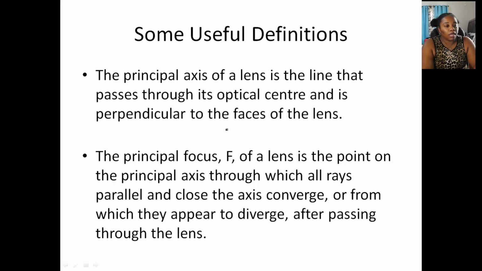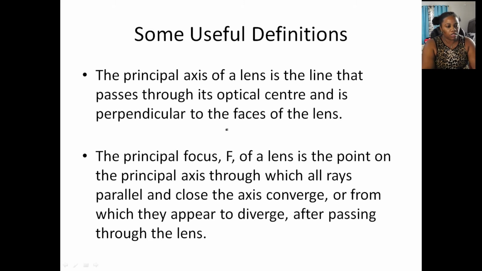The principal axis of a lens is a line that passes through its optical center and is perpendicular to the faces of the lens. The principal focus F of a lens is a point on the principal axis through which all rays parallel and close to the axis.